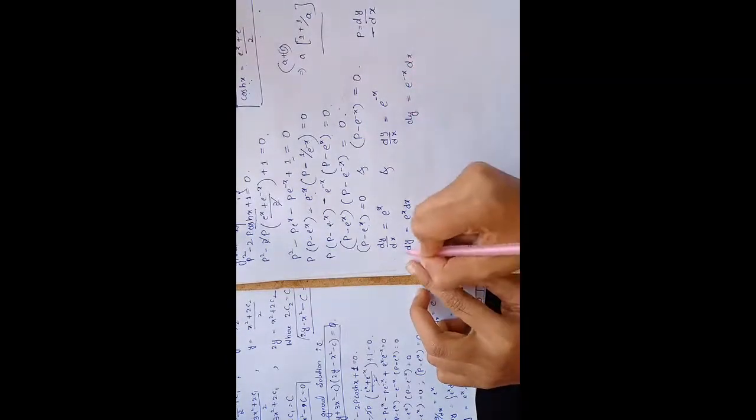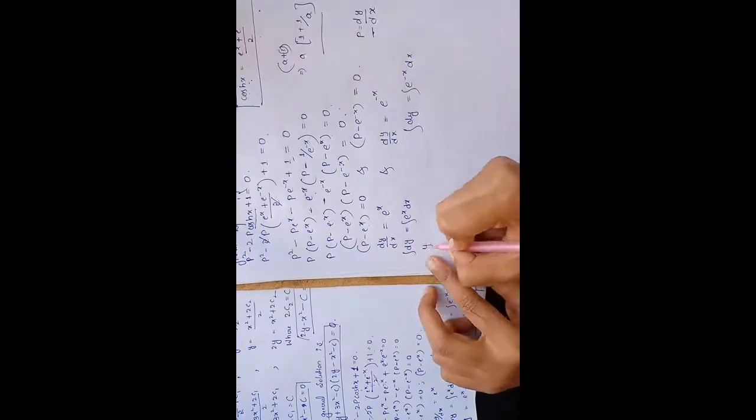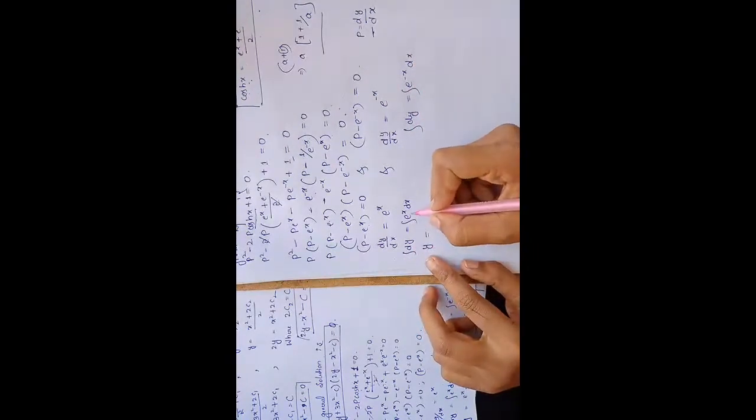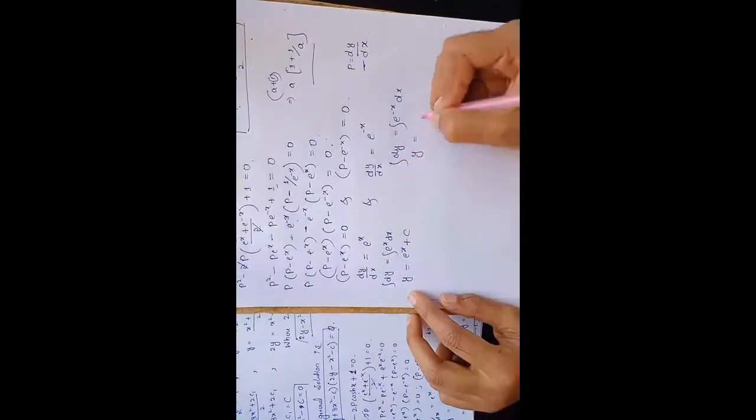So integration of dy is y, and integration of e^x is e^x plus a constant of integration, capital C. So now integration of dy is y, and integration of e^(-x) is minus e^(-x) plus C, the constant of integration.